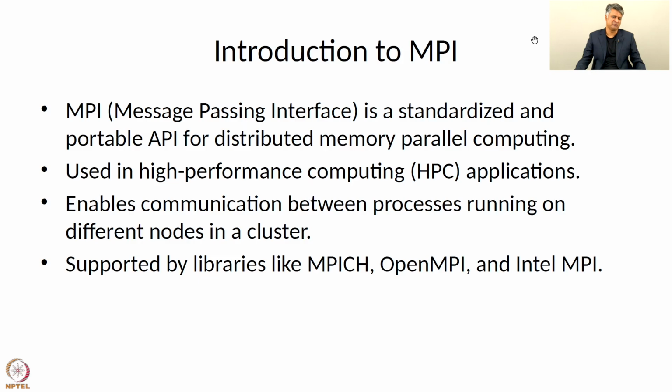A distributed memory machine effectively is a combination of several single computing nodes. The MPI interface essentially enables communication between the different processes that are running on different nodes of this cluster. It is supported by libraries like MPICH, OpenMPI, or the Intel MPI libraries.